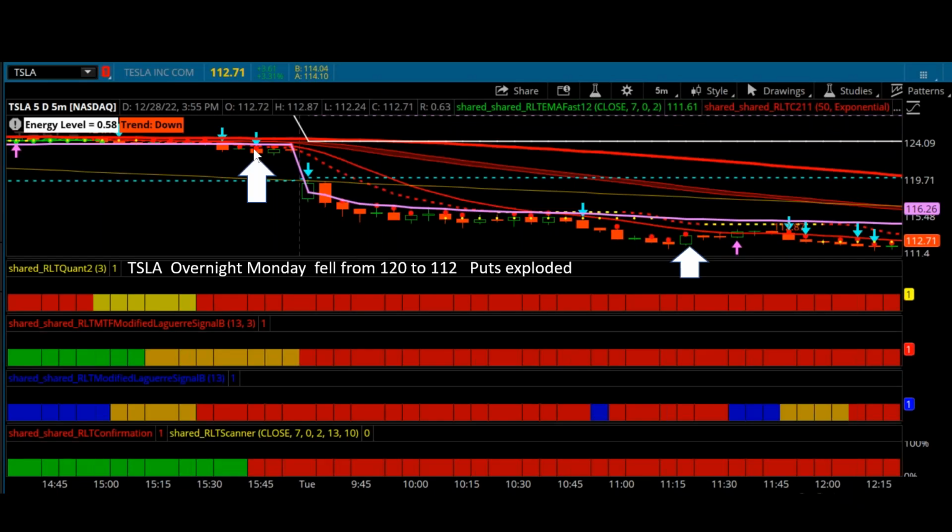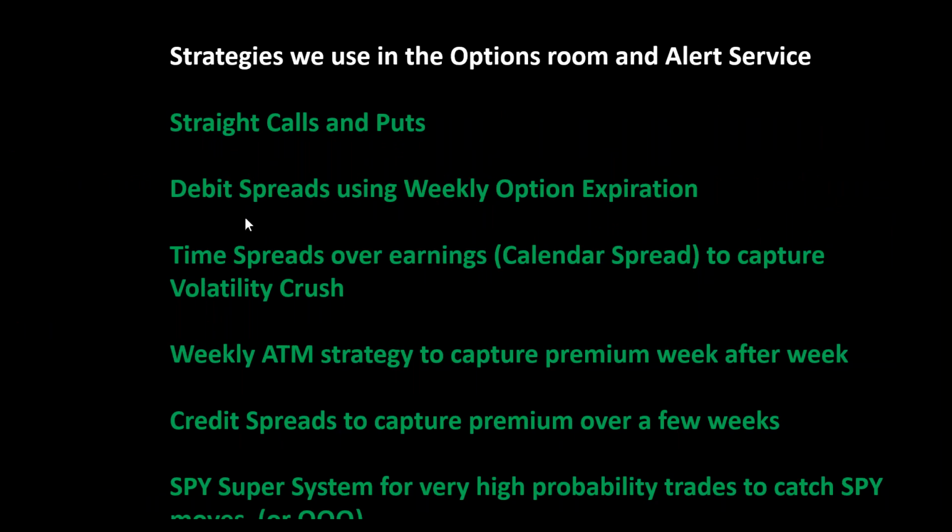And this was a Tesla trade we took overnight. On the 5-minute chart, we had a pop out of the box signal here at the close of the day. Everything was red. The institutions were selling. We decided to take a chance and take a put overnight, and it dropped from $120 to $112. Big explosion in the options. They rocketed up.